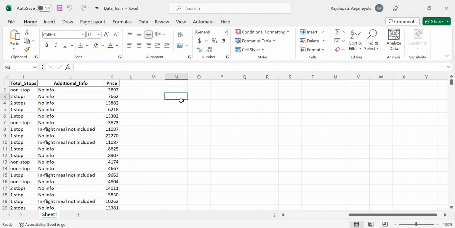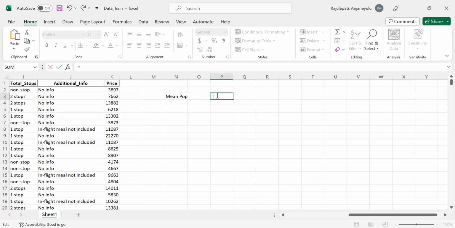Okay, fine. Let me try. I'm considering the price column, and the population. I'm taking the mean of the population, mean pop. How can I calculate the mean population? Using average.